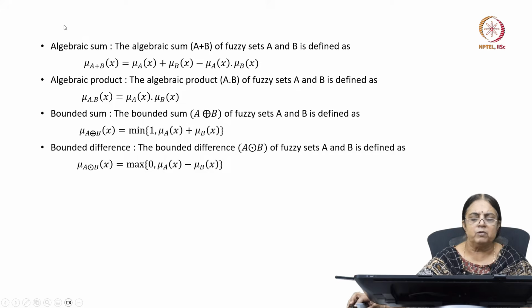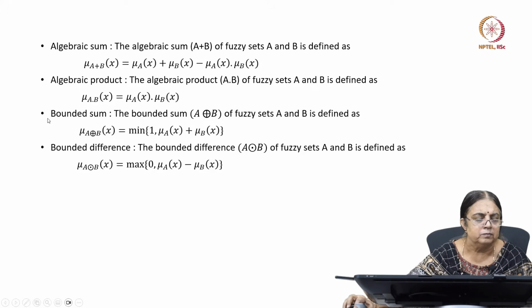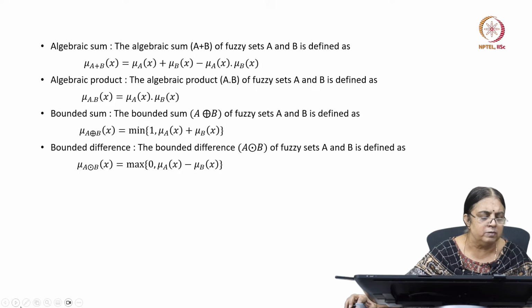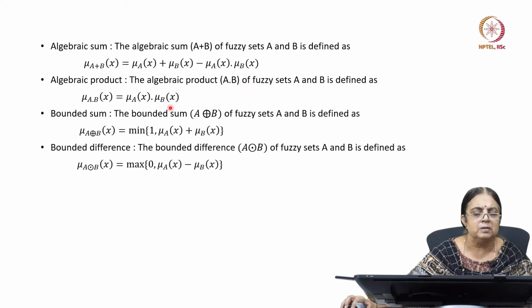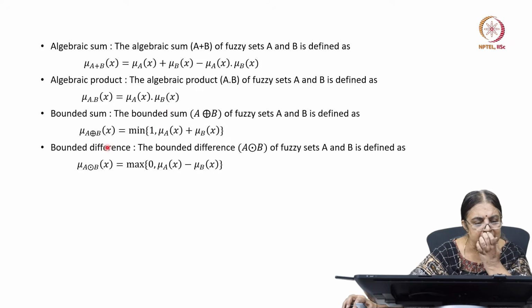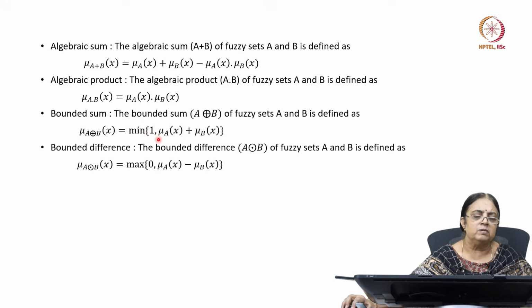And you also have what is called the algebraic sum, the algebraic product. Okay, so we have algebraic sum, algebraic product of the membership values. This is called a bounded sum because the highest you can have is 1, and you have a bounded difference where the minimum you have is 0. It doesn't go below 0 basically.